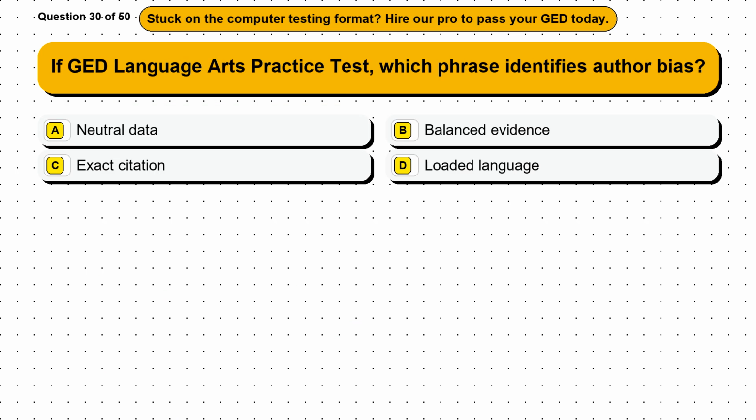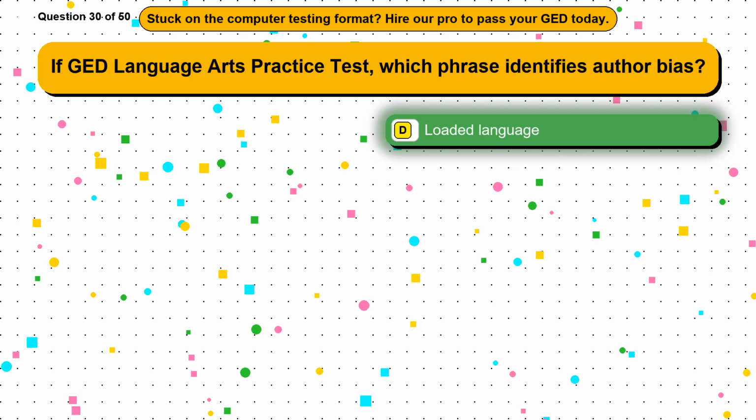Question 30. If GED Language Arts Practice Test, which phrase identifies author bias? Option A, neutral data. Option B, balanced evidence. Option C, exact citation. Option D, loaded language. The correct answer is option D.